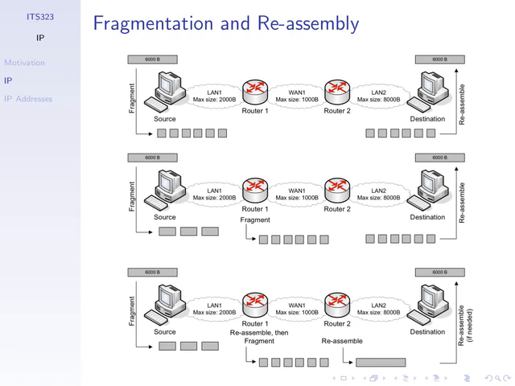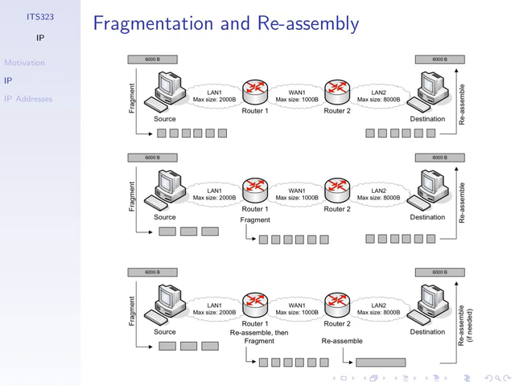In the first approach, we fragment at the source and reassemble at the destination. For this approach to work, the source needs to know the minimum of the maximum sizes across the path. This has a maximum size of 2,000, 1,000, 8,000. The minimum of those three is 1,000. So what the source does, if it knows that the minimum is 1,000, it takes its 6,000 bytes and fragments into six different pieces, six fragments, and sends those individually across the internet.